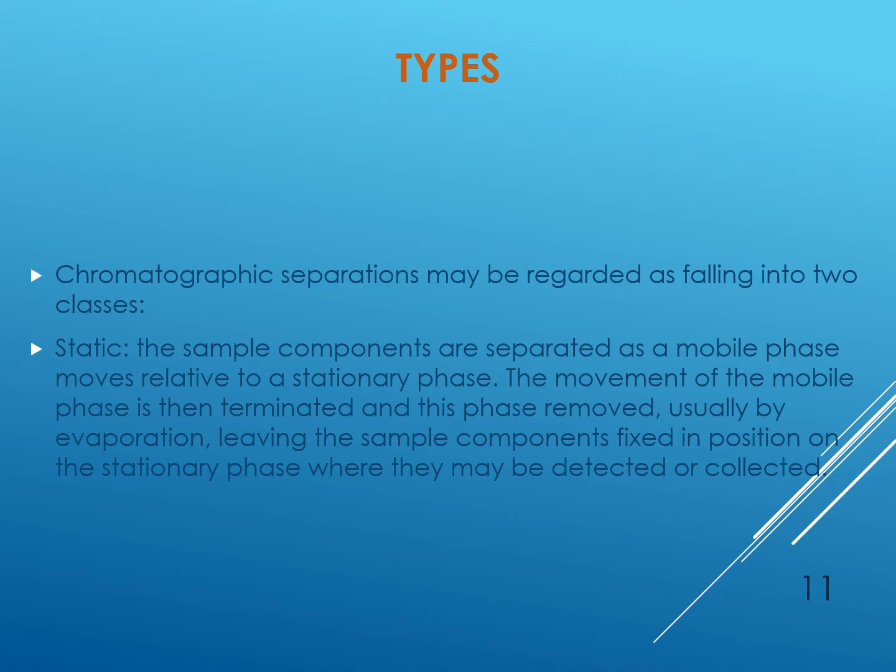So basically in the static type of separation, the components along with the mobile phase move over the stationary phase and they show more affinity towards the stationary phase. In this way, when the mobile phase moves over the stationary phase, the lagging behind mobile phase can be evaporated, and the sample components that are fixed on the stationary phase can be analyzed, like in thin layer or high performance thin layer chromatography.